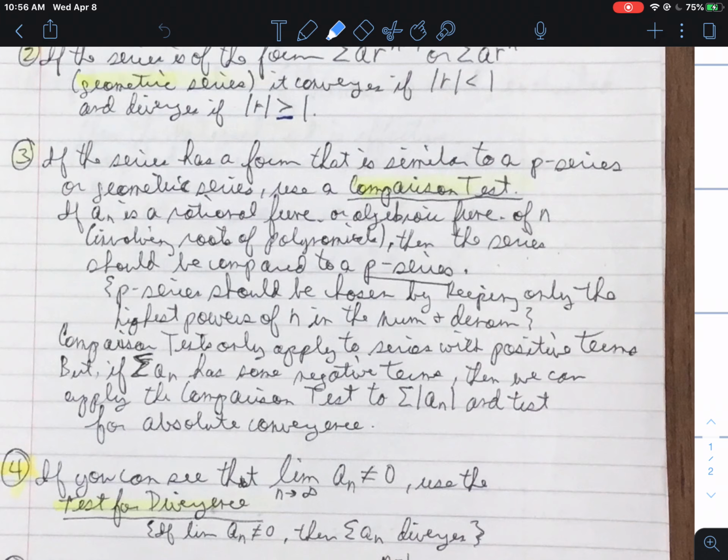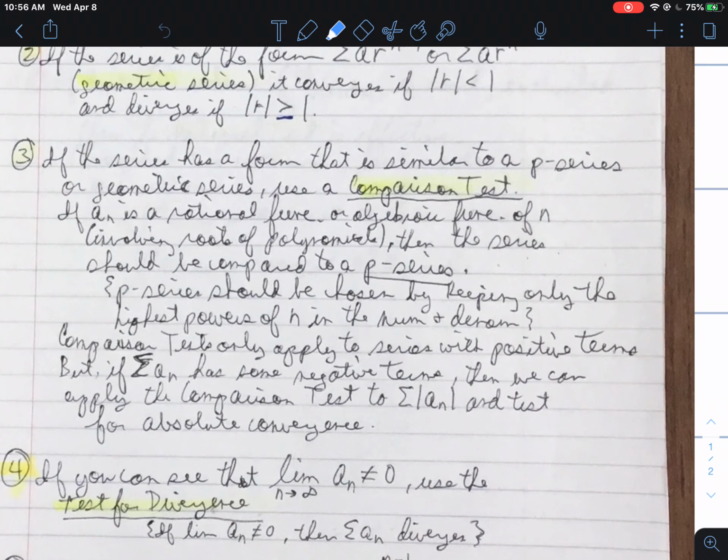And again, none of this is 100%. We always say that's the problem with this. There's no guarantee that this is absolutely going to work, but it at least gives me a pretty good place to start. And then I could maybe try a comparison test with a similar P series. And again, you have the two different comparison tests: direct comparison or limit comparison.